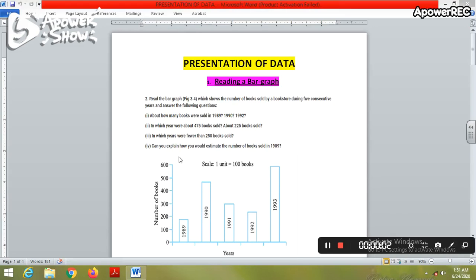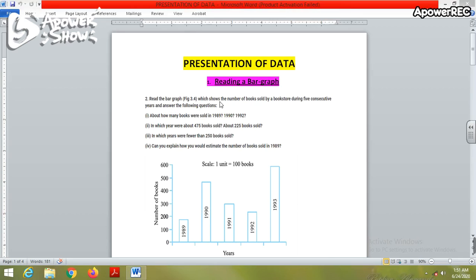Here, we have a bar graph representing some information. So let's read what it represents. The given bar graph shows the number of books sold by a bookstore during 5 consecutive years, and these years are 1989, 1990, 1991, 1992 and 1993. Now using this information we have to find out how many books were sold in 1989, 1990 and 1992.